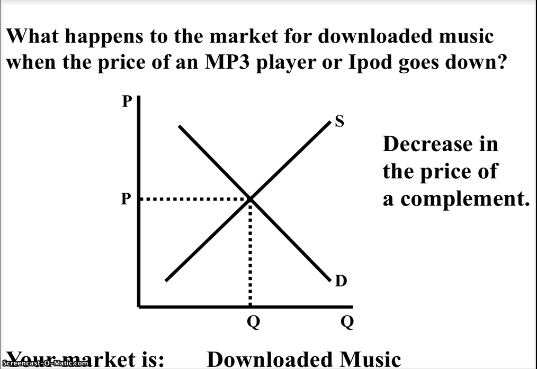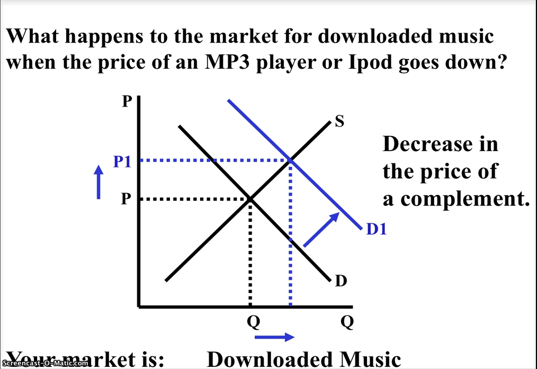Now we need to look at this scenario. We can see that the price of the MP3 player and iPod went down. So therefore people are going to be buying more of those things. When they buy more of those things, they're going to want to buy more downloaded music. So therefore the demand for downloaded music is going to go up. So we're going to have a rightward shift in the demand curve from D to D1. Now, we have a new equilibrium price, P1, and a new equilibrium quantity, Q1.